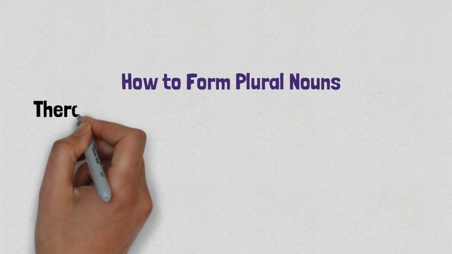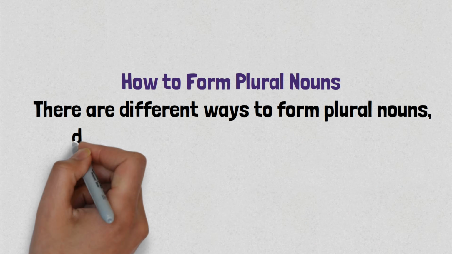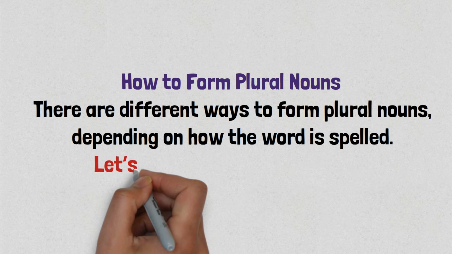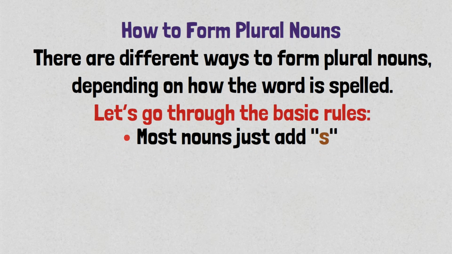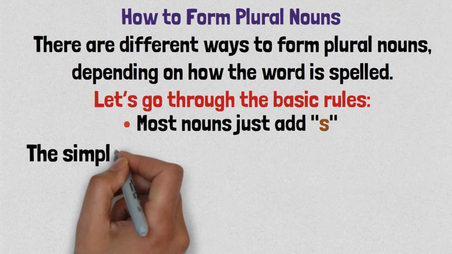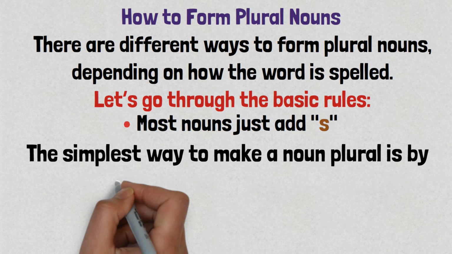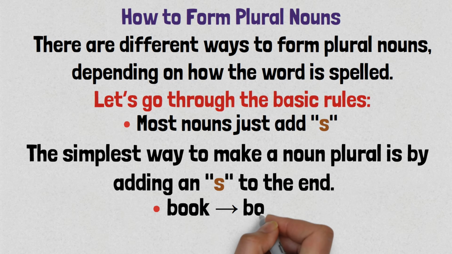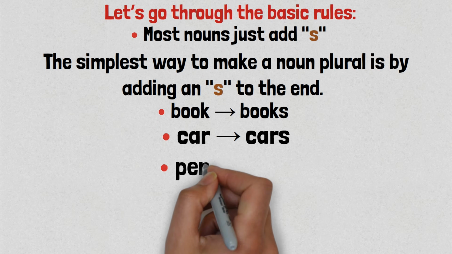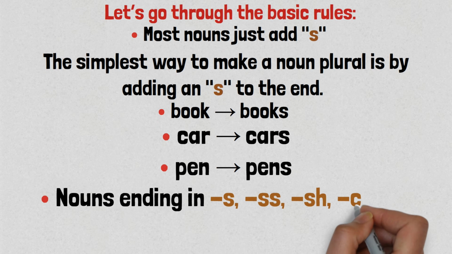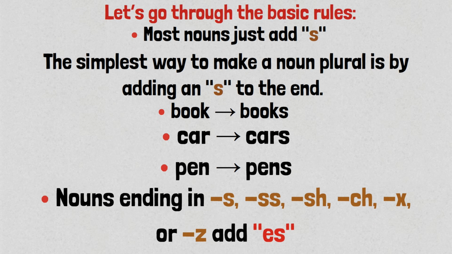How to form plural nouns. There are different ways to form plural nouns, depending on how the word is spelled. Let's go through the basic rules. Most nouns just add s. The simplest way to make a noun plural is by adding an s to the end. Book, books. Car, cars. Pen, pens.